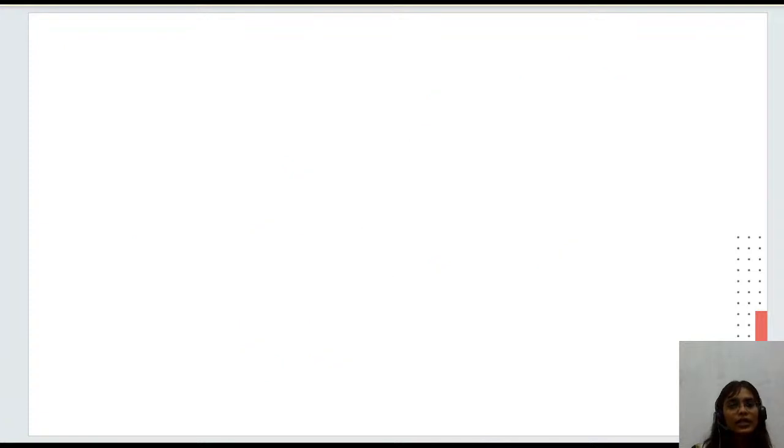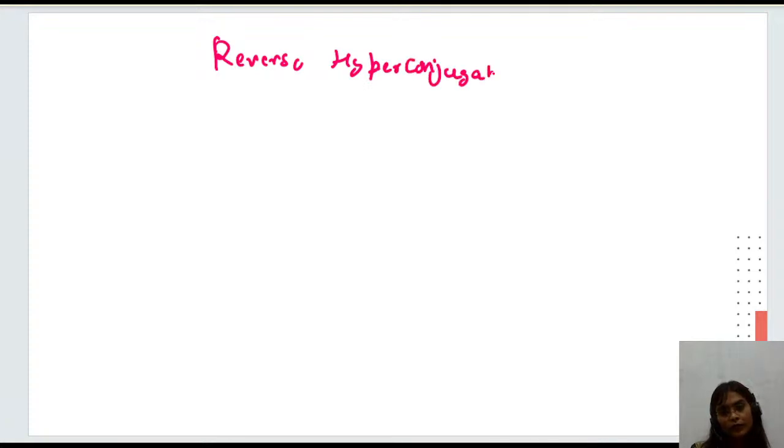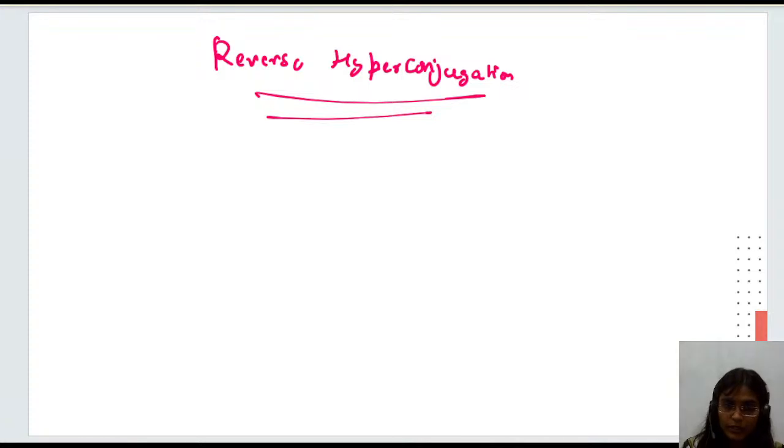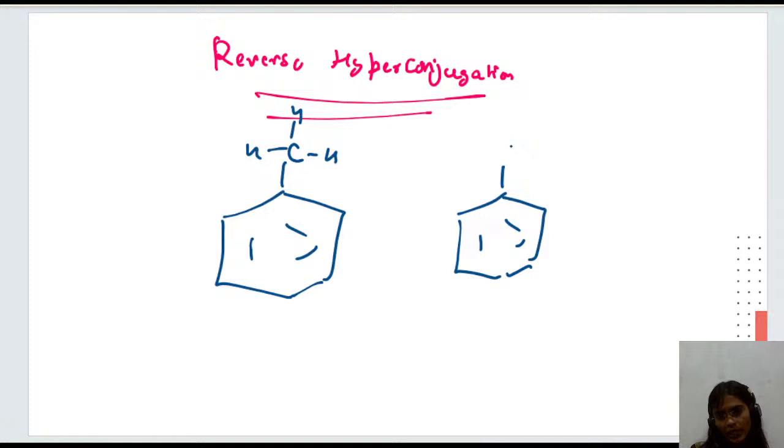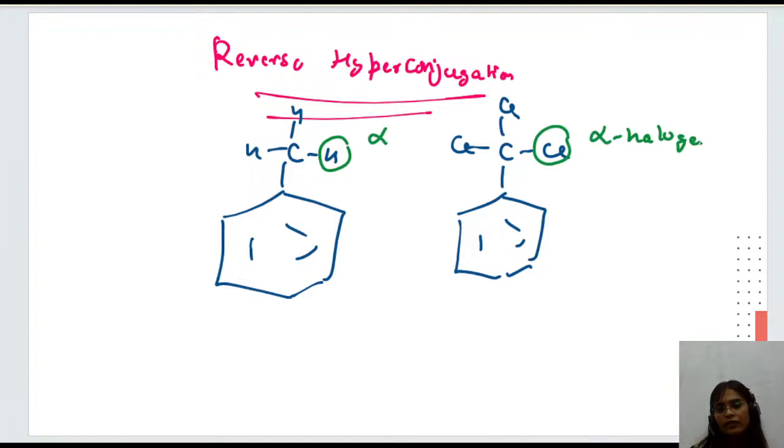Now you asked about reverse hyperconjugation. What is the meaning of this word? Listen, for example, if this is a normal benzene connected with carbon, hydrogen, hydrogen, and hydrogen. On the other hand, suppose this is a benzene and this carbon is connected with chlorine, chlorine, and chlorine. In the first case you have alpha hydrogen; in this case you have alpha halogen. At least one alpha halogen is the key factor for reverse hyperconjugation. So this is our normal hyperconjugation, and this is reverse hyperconjugation.